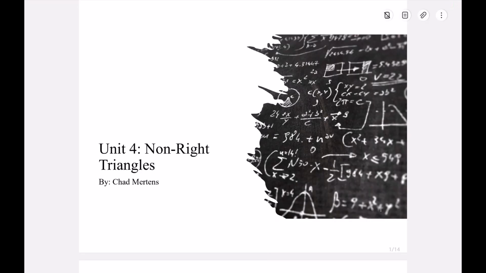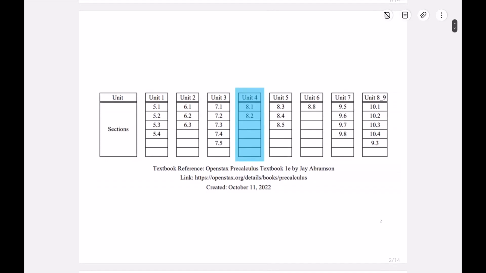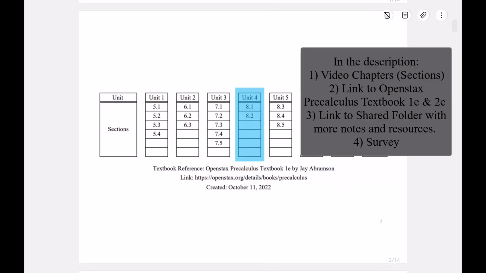Hello, so in this video we're going to look at Unit 4, non-right triangles. This section for Unit 4 looks at 8.1 and 8.2 of the Openstax textbook, first edition, and the link below. And there will be a link below to the first edition textbook online, and to the notes for this section.